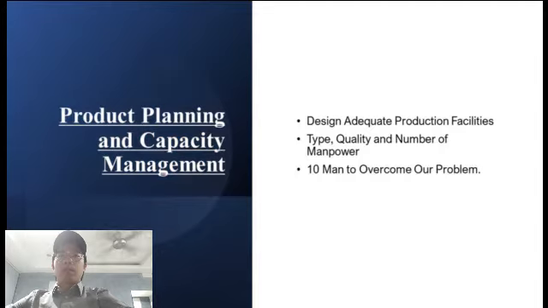For product planning and capacity management, we as entrepreneurs must design an adequate production facility to produce output that fulfills sales forecasts. Decisions must be made on the type, quality, and number of manpower required for the production. Depending on the volume of production, we need around 10 men to overcome our problems.